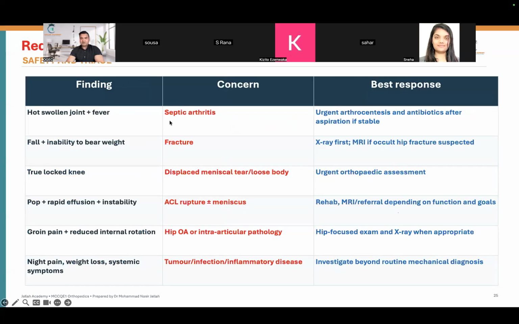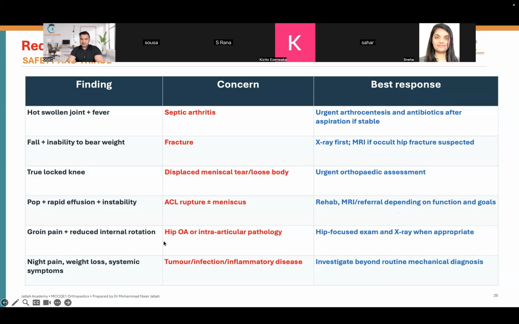Findings, hot swollen joints. I don't have to say this because we have done it already. Septic arthritis: urgent arthrocentesis, and antibiotics after aspiration if the patient is stable. After a fall plus inability to bear weight, consider fracture. The first thing you need to do is X-ray, and we do MRI if occult hip fracture is suspected. True lock, displaced meniscal tear, loose body: urgent orthopedic surgery. Pop, rapid effusion: anterior cruciate ligament rupture plus or minus meniscus because they are associated with each other. Rehab, MRI or referral depending on the function and goals.